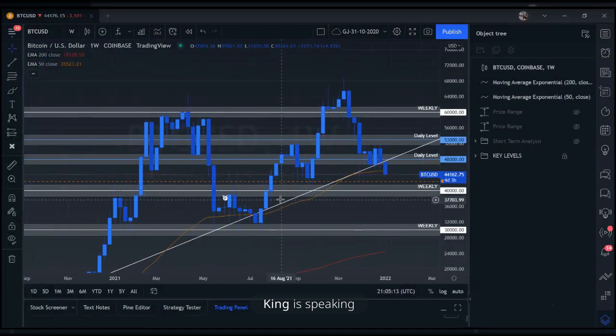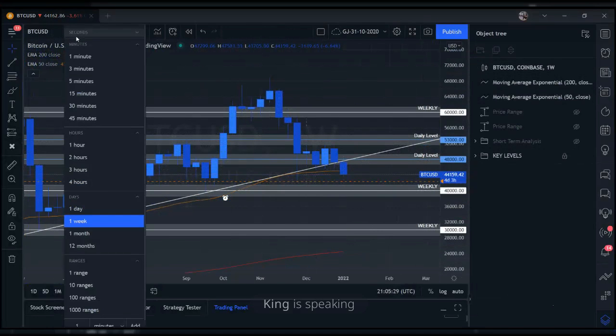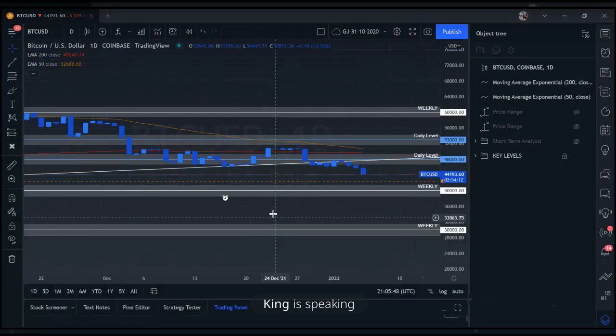On a higher time frame, the market's trading in between these two weekly levels. On a lower time frame, the market was trading in between these two daily levels. So that's the foundation of the strategy. What is the market trading? What ranges is the market trading within? Go down into daily, and now we're trading between this daily level and this weekly level.